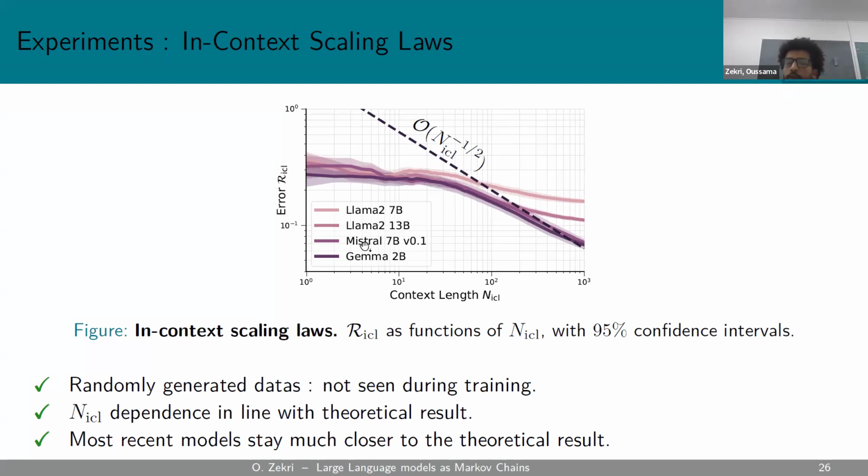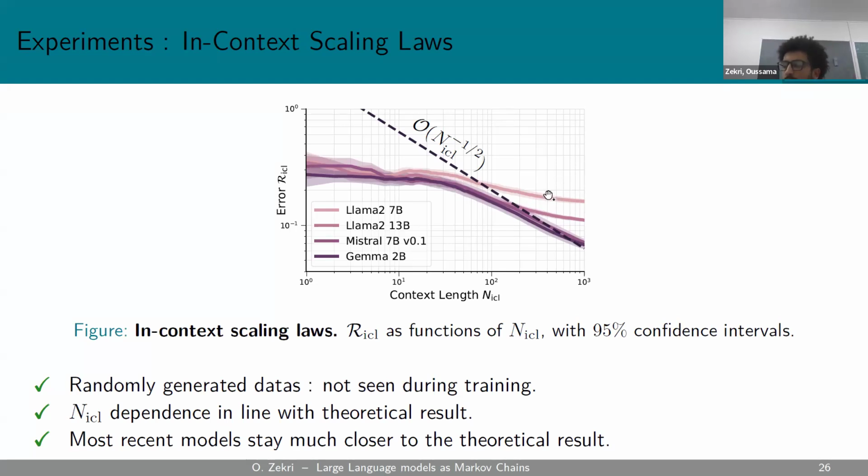For example, Gemma 2 was, I think, released in late 2023 or early 2024, and the other model was a bit old. So as you can see, you can really check that in the results.